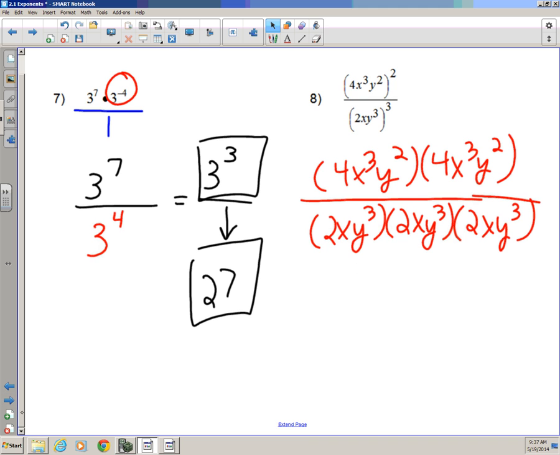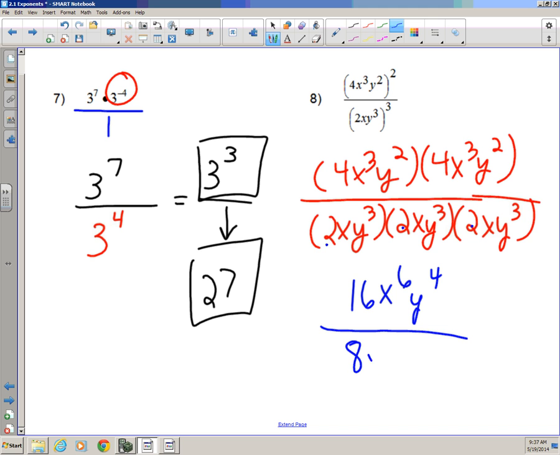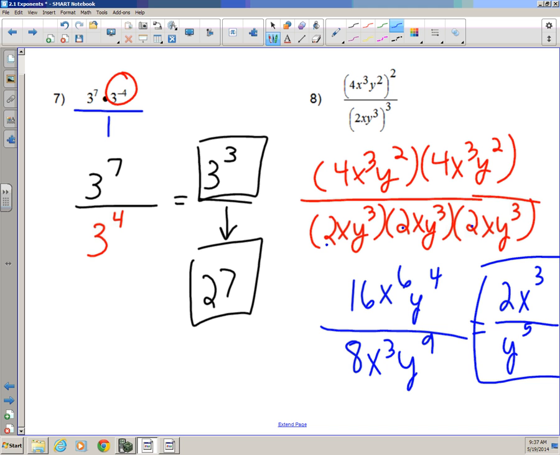If I try to now combine everything that I have, on the top, 4 times 4, 16, x to the 6th, y to the 4th. On the bottom, 2 times 2 times 2 is 8. X's total to 3. Y total to 3, 6, 9. If I simplify this, 16 divided by 8 is 2. 2 over 1 is fine. There's more x's on top by 3. There are more y's on the bottom by 5. So this final answer should be 2x to the 3rd over y to the 5th.